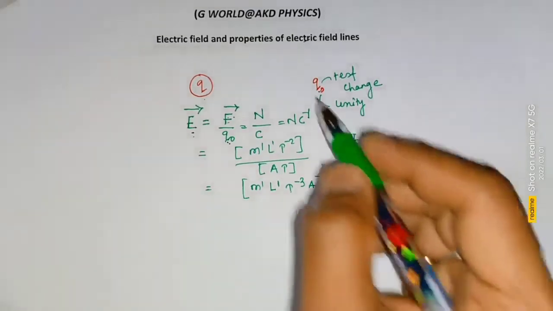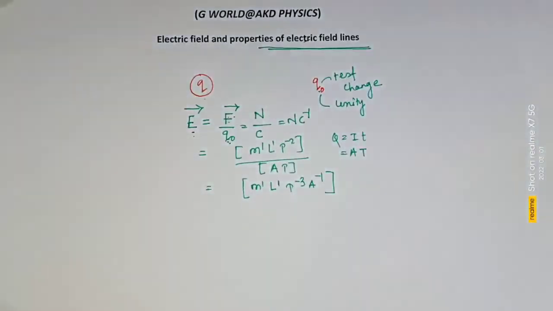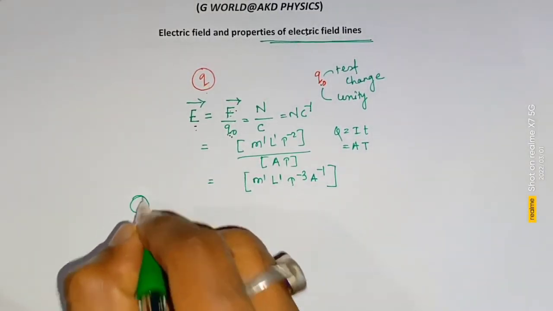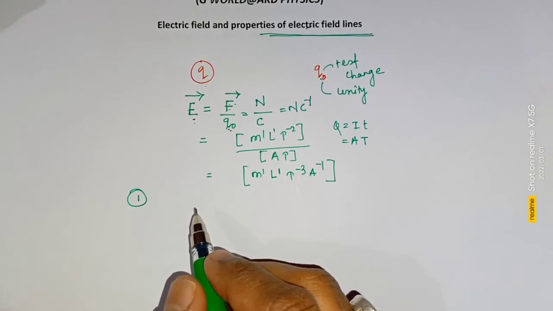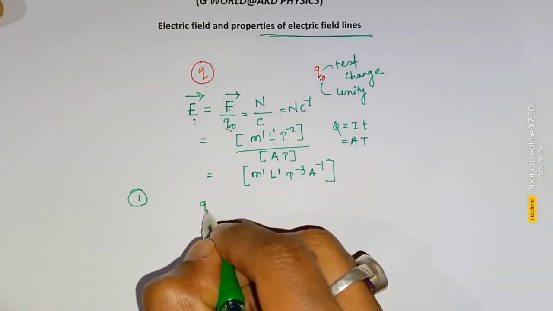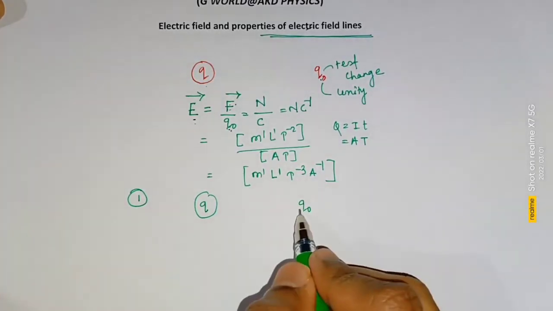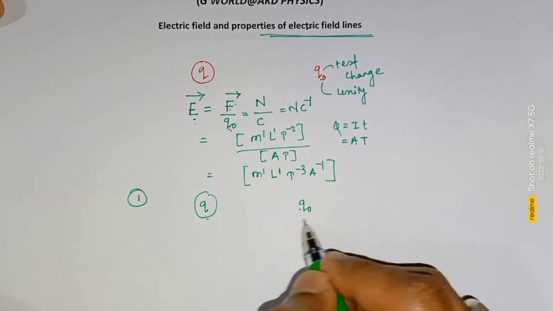Now come to the properties of electric field lines. What are the properties of electric field lines? What is the first property of electric field lines? It says electric field lines are nothing but imaginary lines. This is a charge, source charge. This is a test charge. This charge is feeling something about this charge. This charge has some influence.